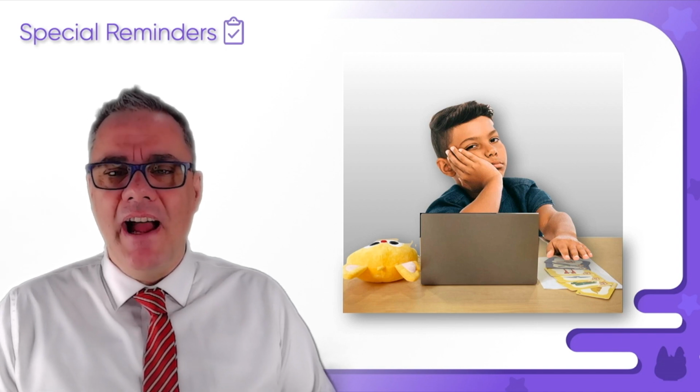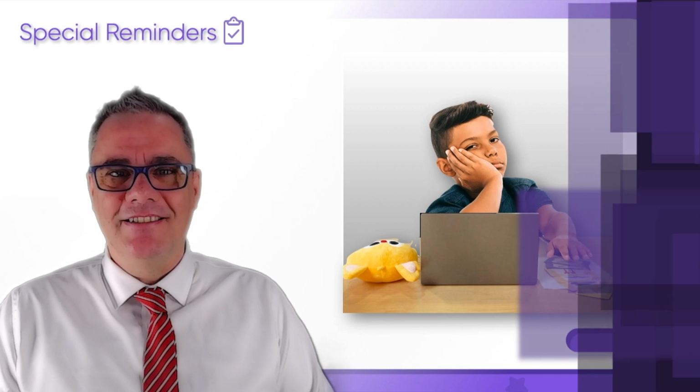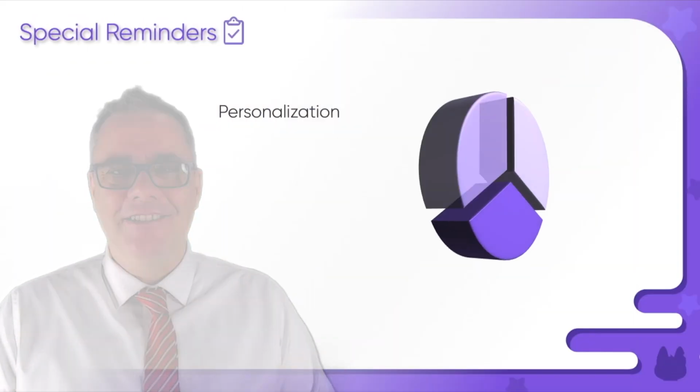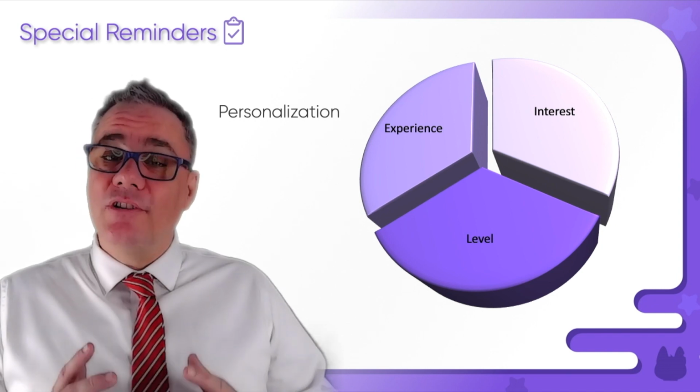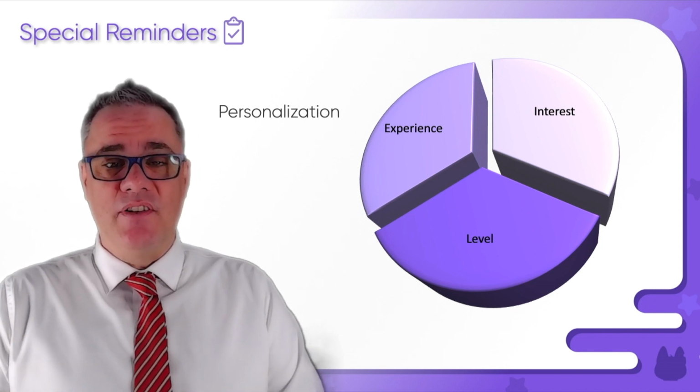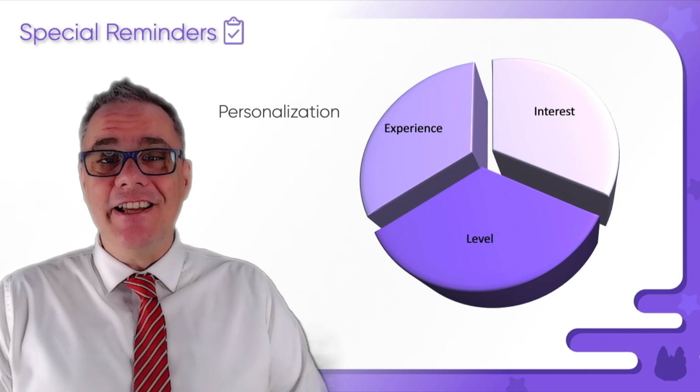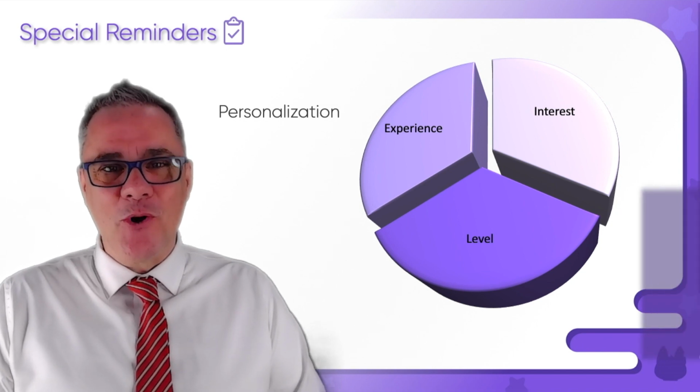But how do we personalize a class for our young learners? Let's take a look. Each student is different. To best relate to the student as a child and as a person, focus on the student's level, interest, and their experience. You'll learn a lot about a student in the first few minutes of class. So pay close attention and make your adjustments accordingly.